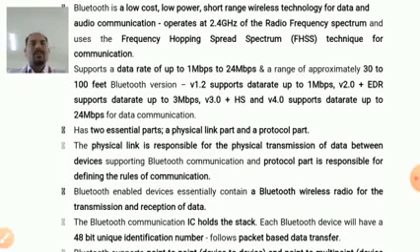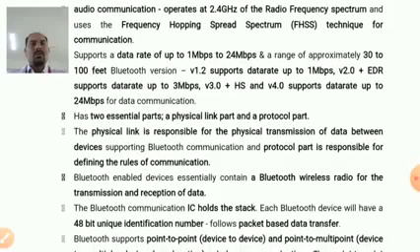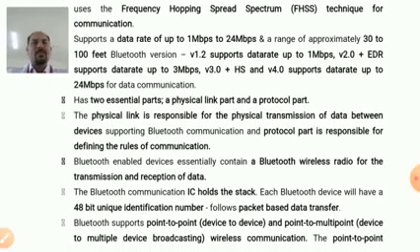There are several versions. Version 1.2 supports data rates up to 1 megabit per second. Version 2.0 plus supports 3 megabits per second. Version 3.0 plus and 4.0 support data rates up to 24 megabits per second. It also has two essential parts. They are the physical link part and the protocol part.